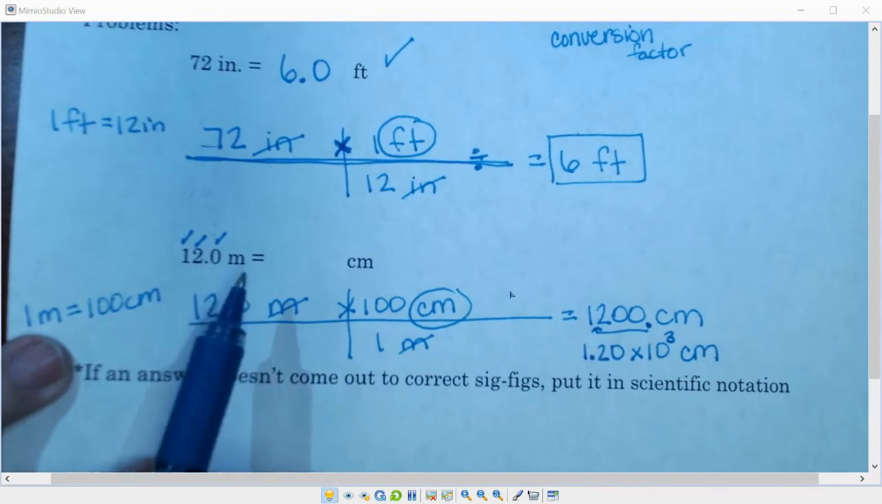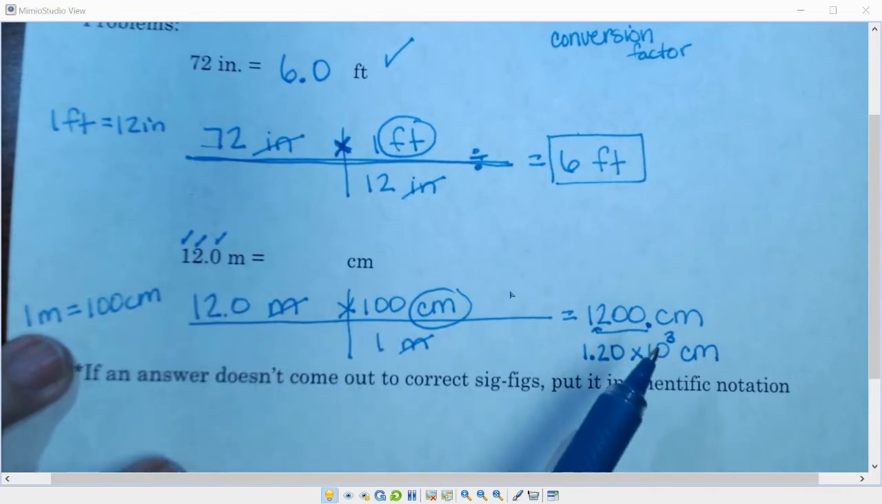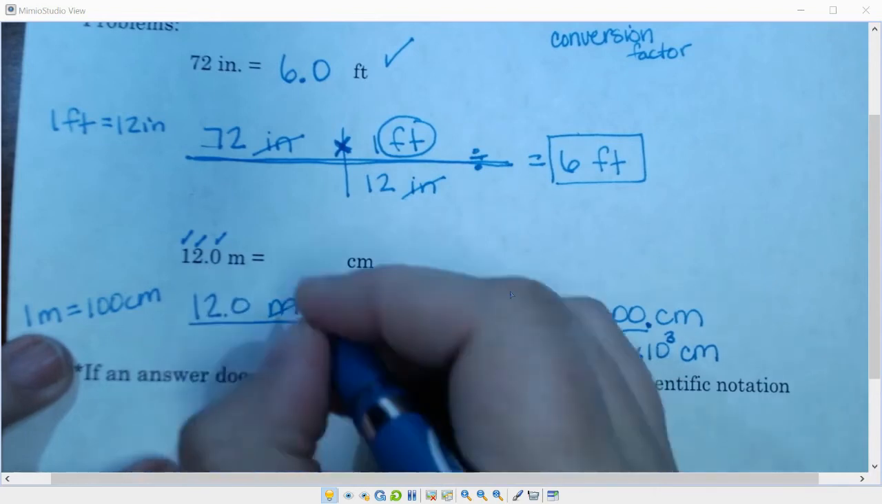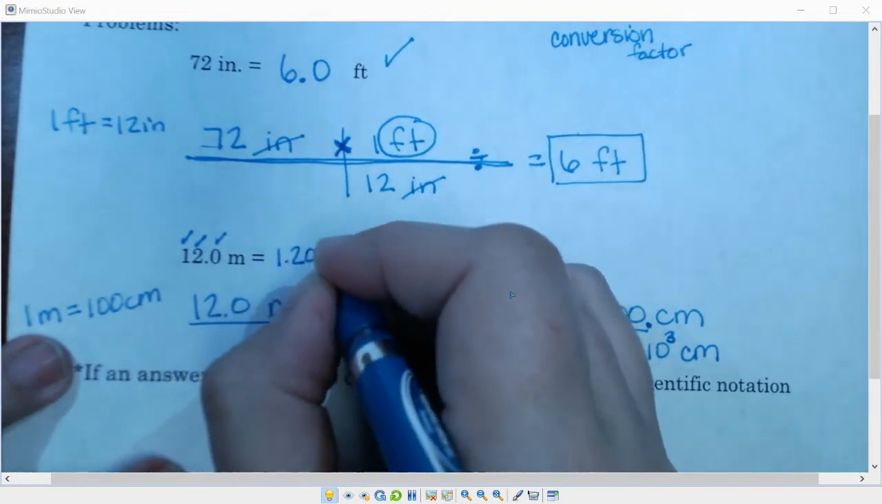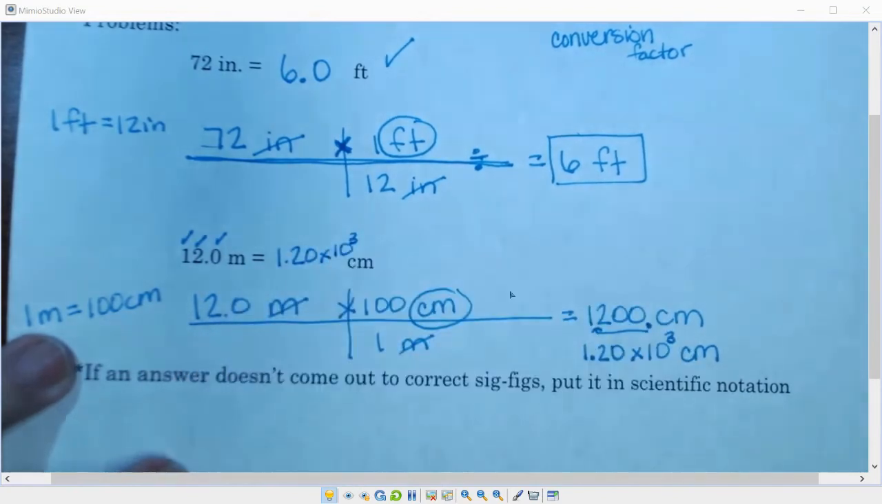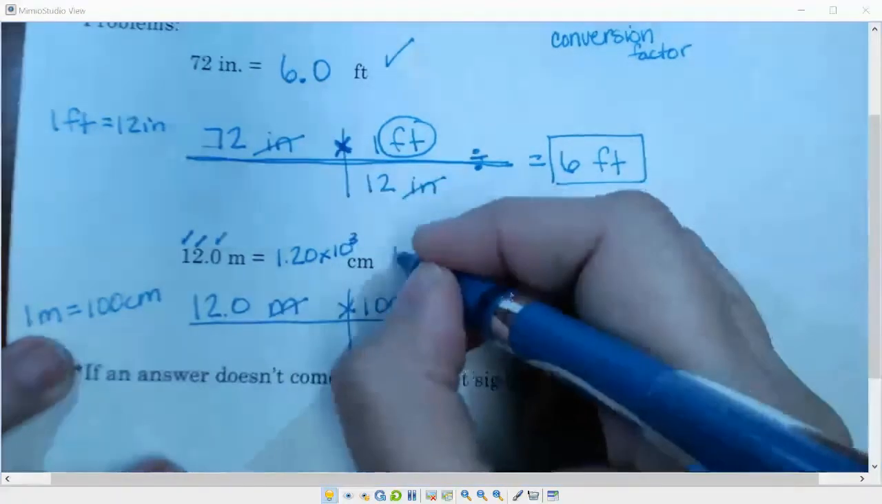So 12 meters is equal to 1200 centimeters, which is also equal to 1.20 times 10 to the third power centimeters. Great job.